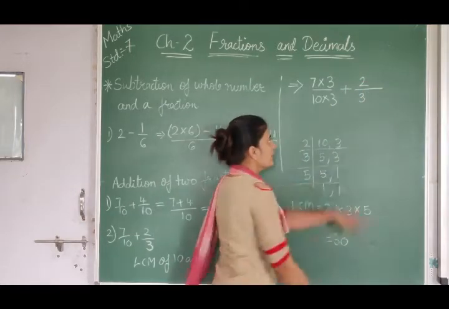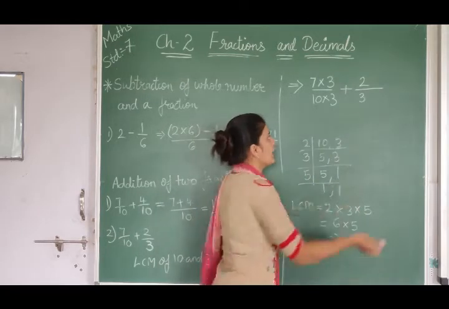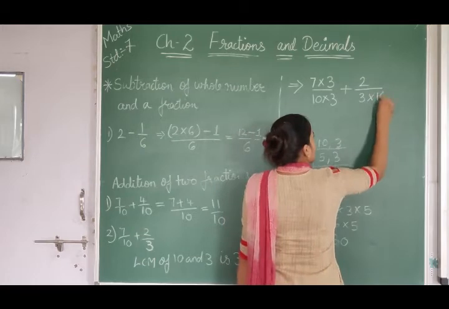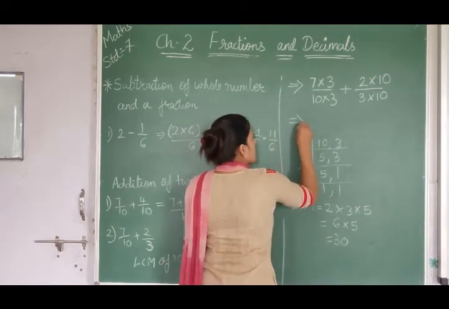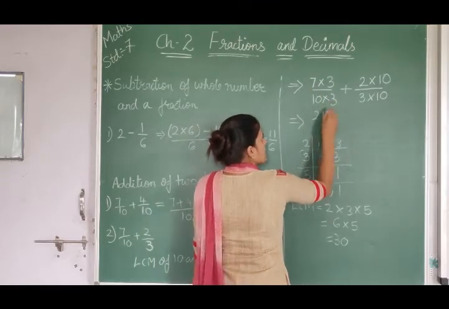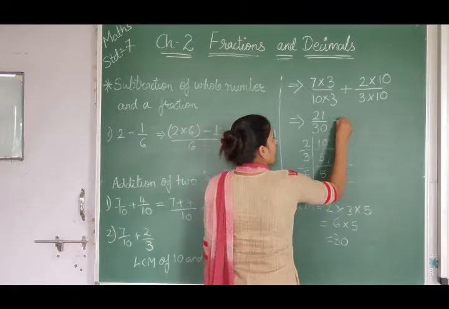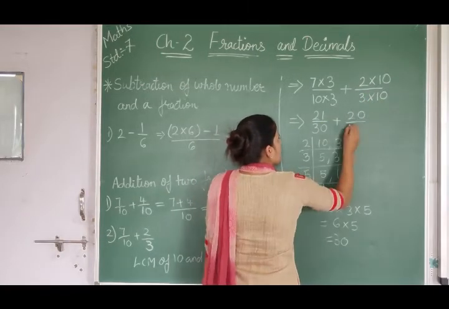Now 3 we want as 30. So what do we have to multiply? We have to multiply it with 10. So 3 multiplied by 10, and here also multiplied by 10. So what will we get as the answer? 7 3s are 21, 10 3s are 30, plus 2 10s are 20, 3 10s are 30.